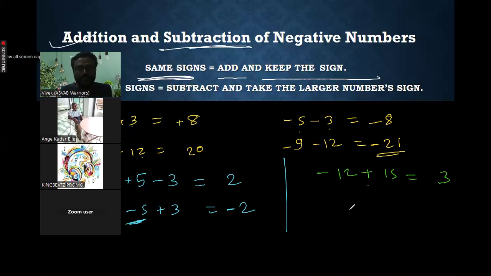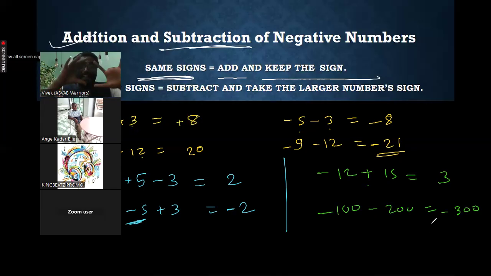Now let me write it this way. Let me take negative 100 minus 200. So same sign, you add, 300, and keep the sign.